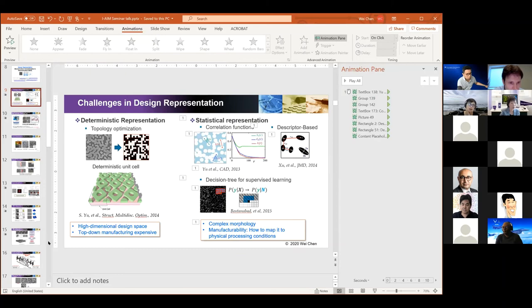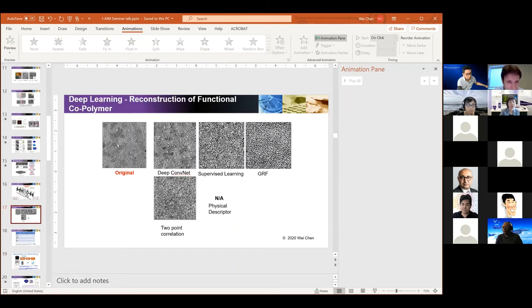Oh yeah, that's right, the copolymer. Copolymer, okay. This is copolymer. So these are also, you use spectral domain? No, distance. This is not, this is just a reconstruction.